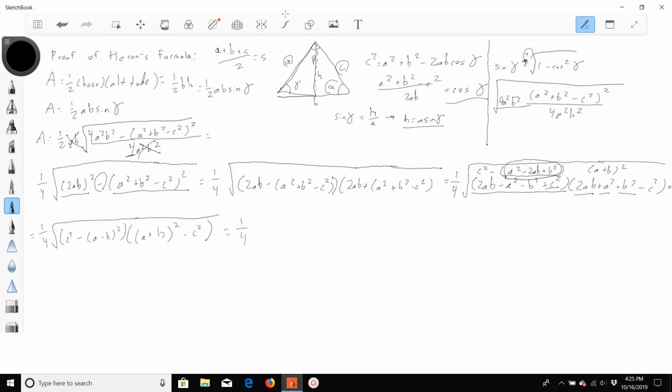So we get 1/4 the square root of c minus a minus b times c plus a minus b. That's the first factor. Now the second factor, a plus b minus c times a plus b plus c.